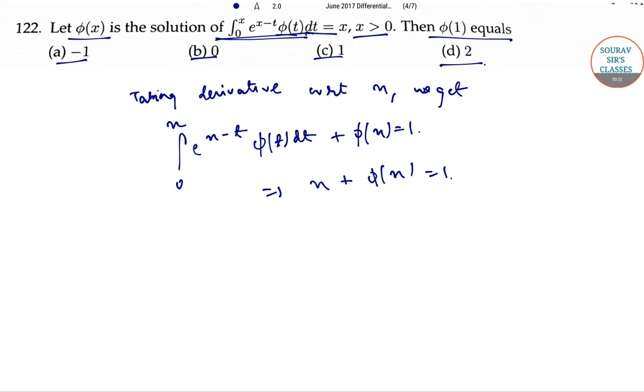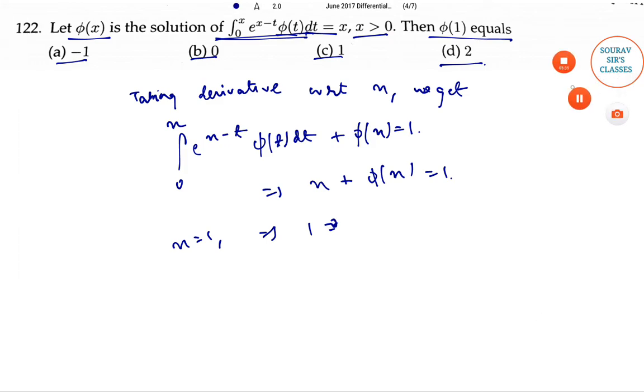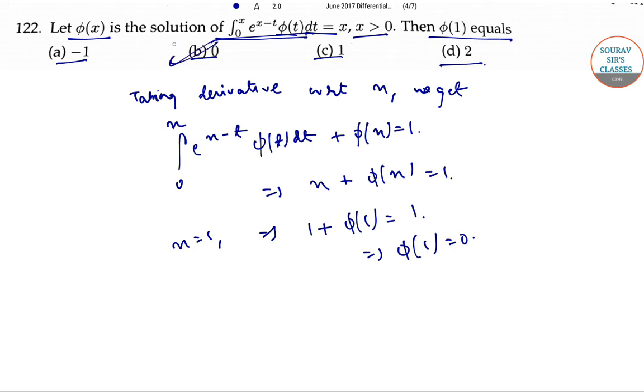Therefore, on putting x equal to 1, we get 1 plus φ(1) is equal to 1, or φ(1) is equal to 0. Therefore, option B is the correct answer.